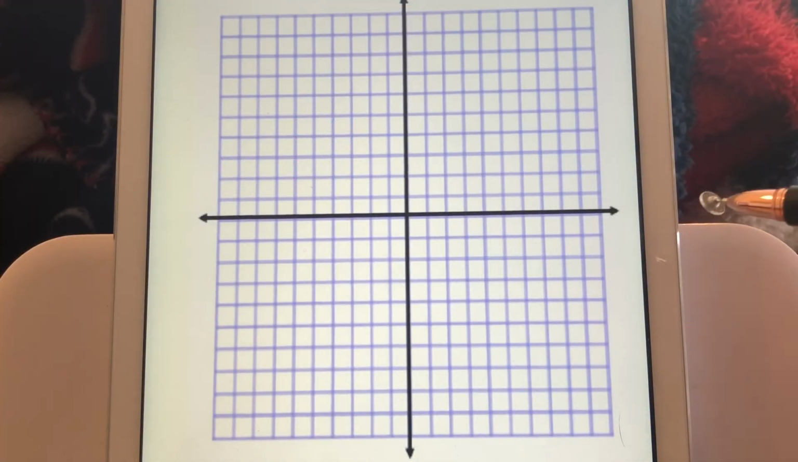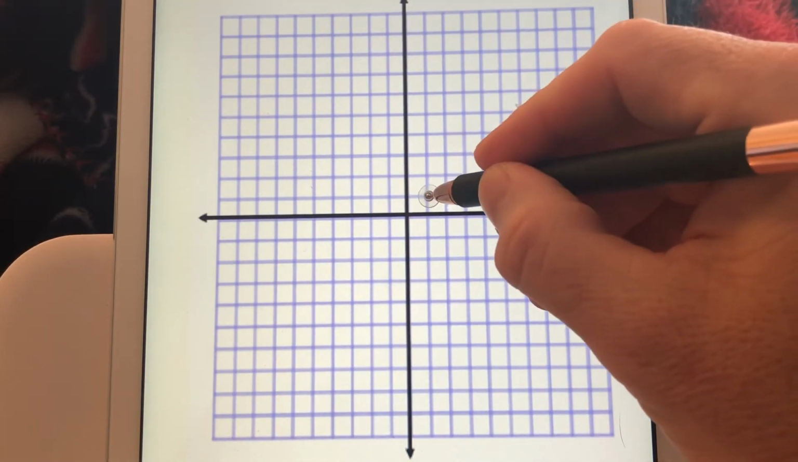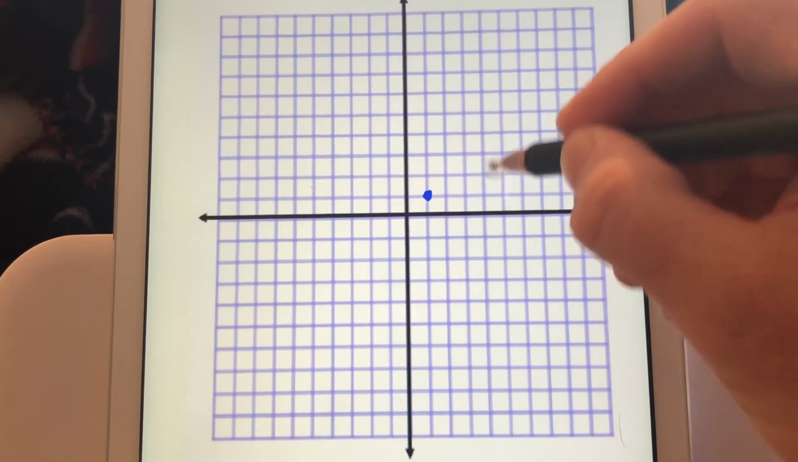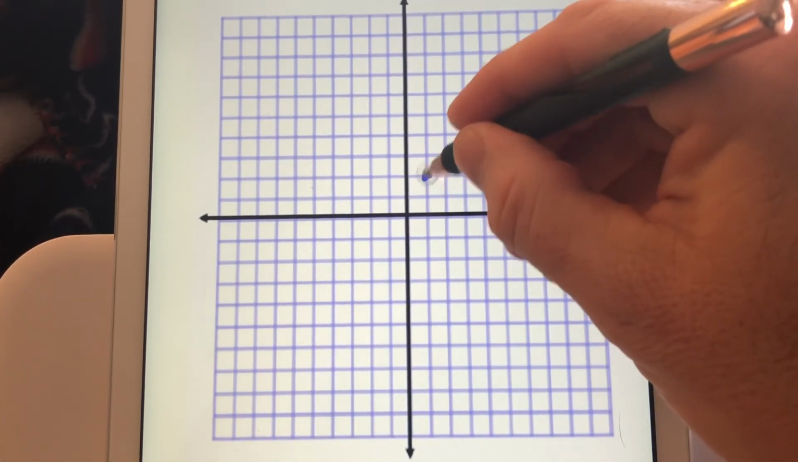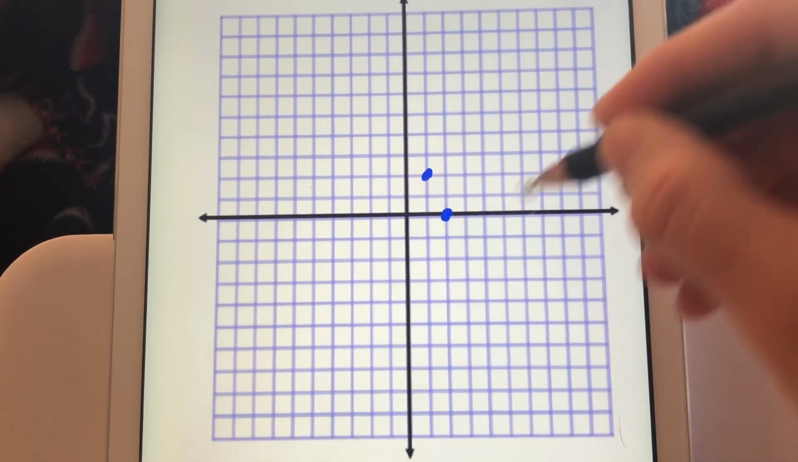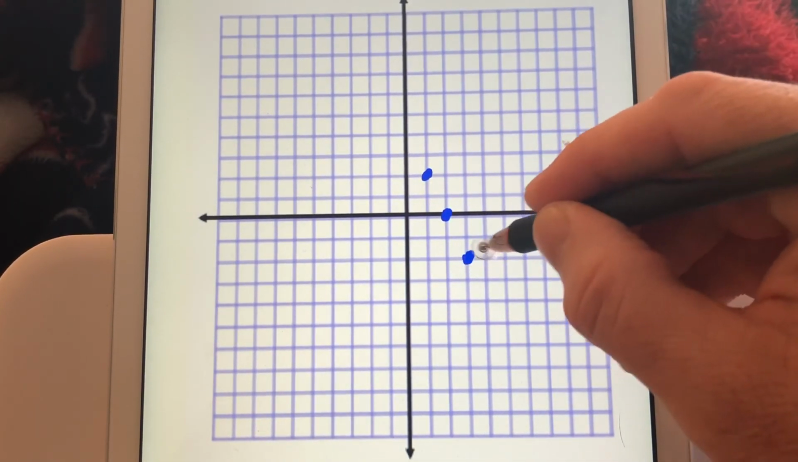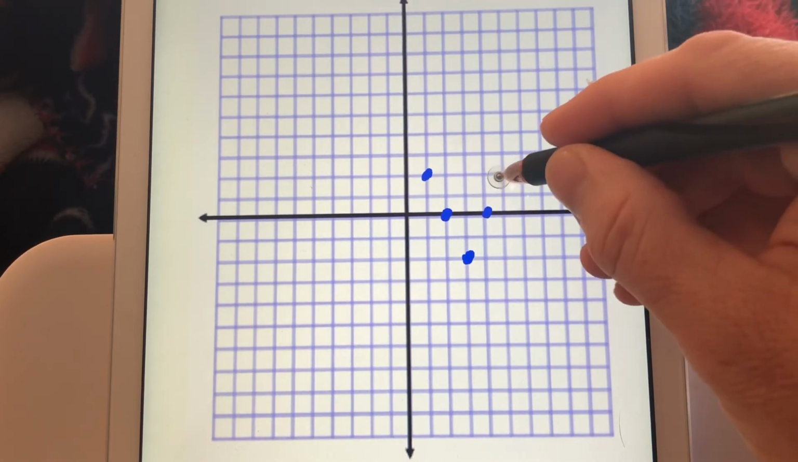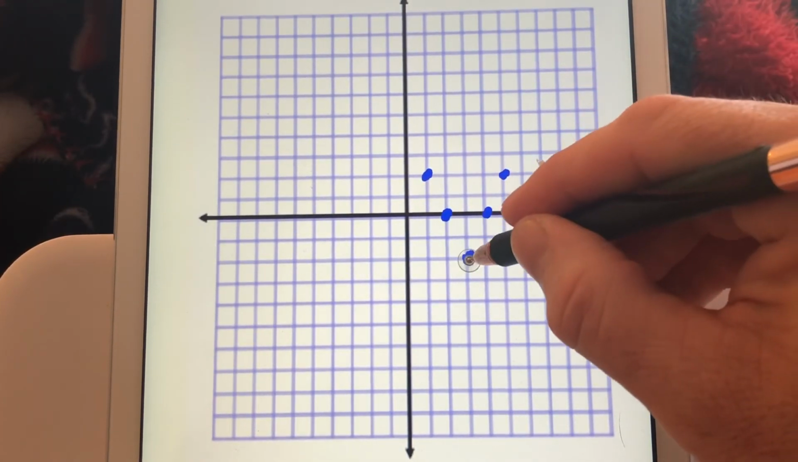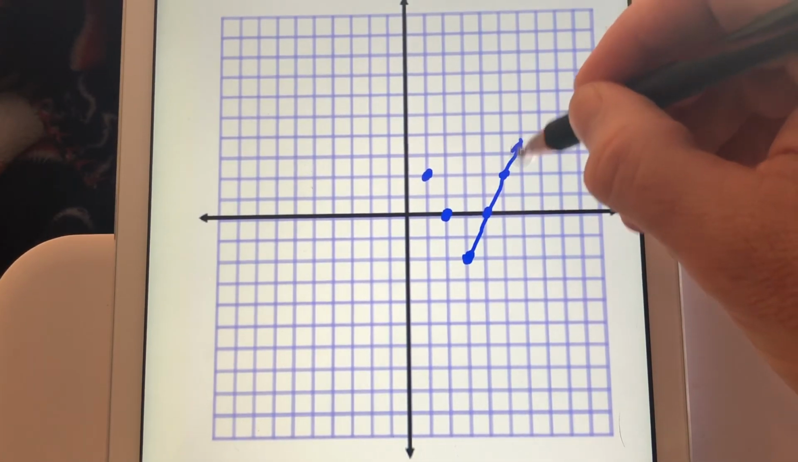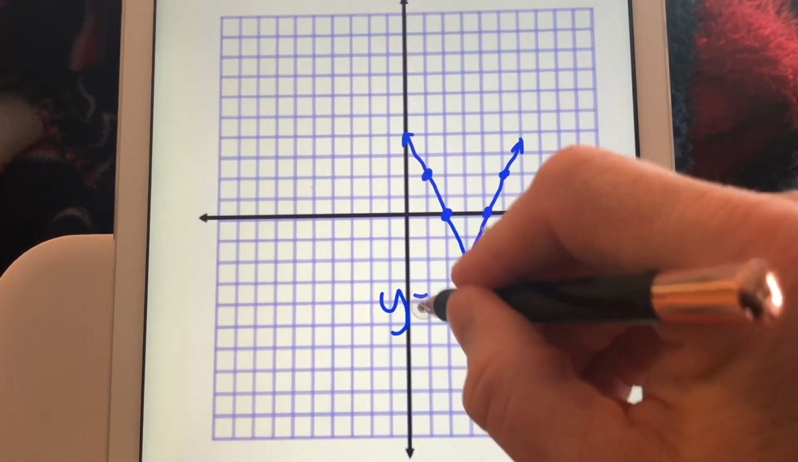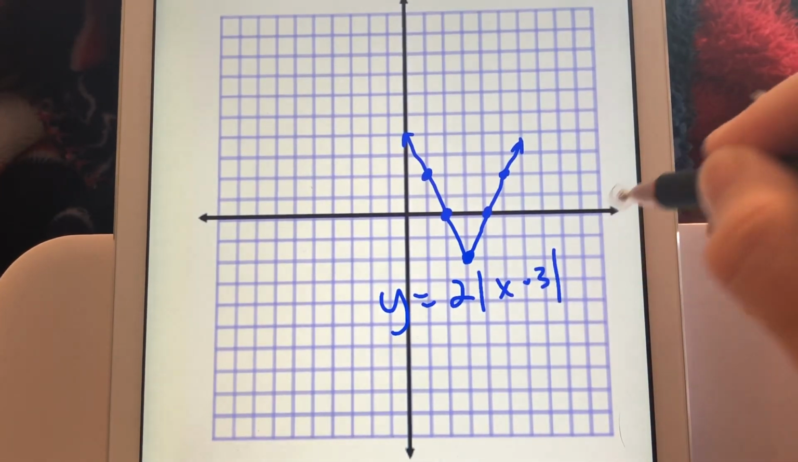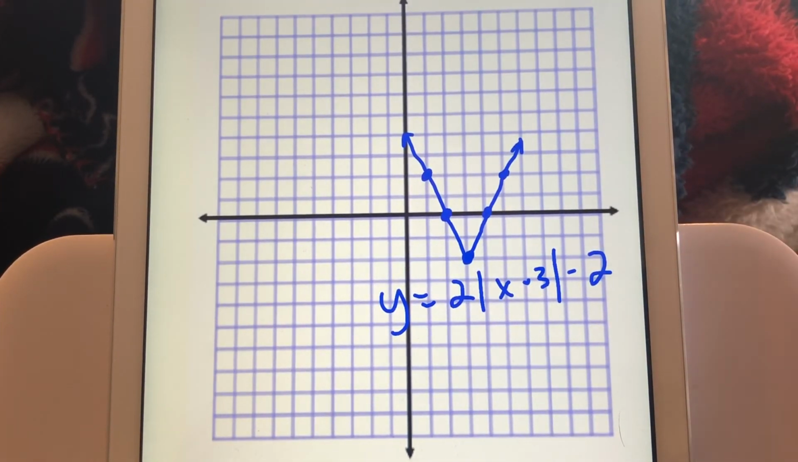So let's plot these points that we just put in our table of values. We had a point at 1, comma 2. We had a point at 2, comma 0. Oops, excuse me. That's not 1, comma 2. 1, comma 2 is here, okay? 2, comma 0 was next. 3, -2 was the vertex. 4, comma 0, and then 5, comma 2. Again, you can see the V shape. It's not a U shape, it's a V shape. So that's going to be the graph going up and to the right, and then the graph going up and to the left, okay? So this is the graph of y equals 2 times the absolute value of x minus 3 minus 2, okay? Good job.